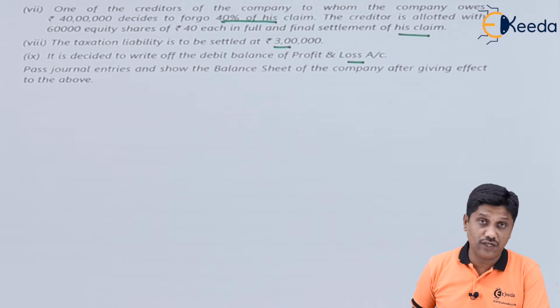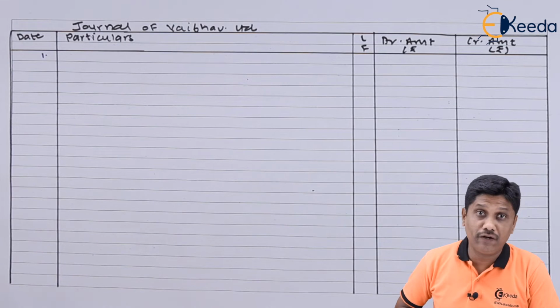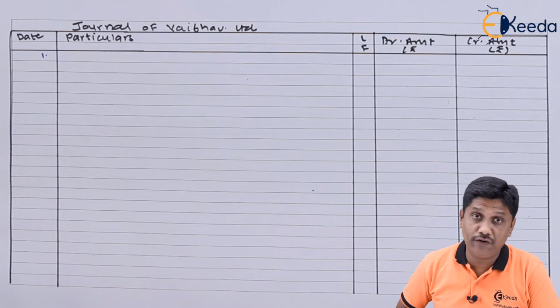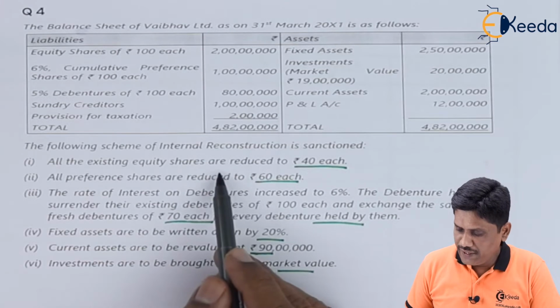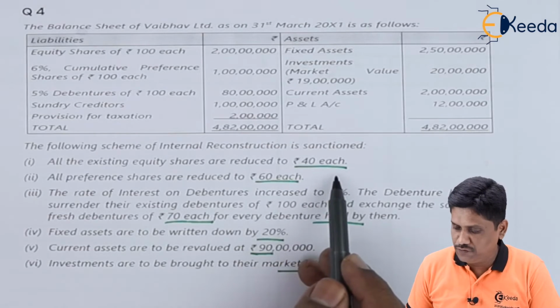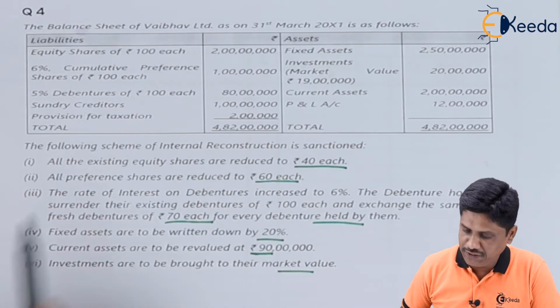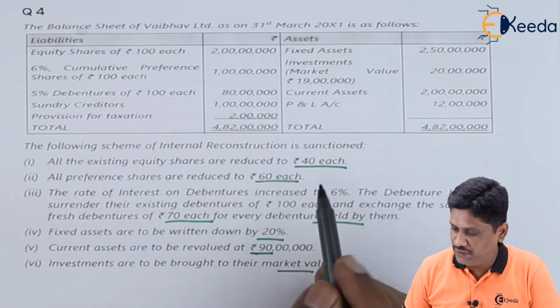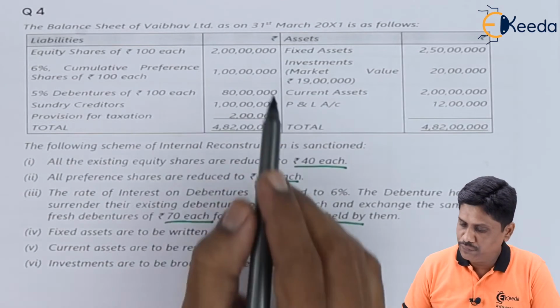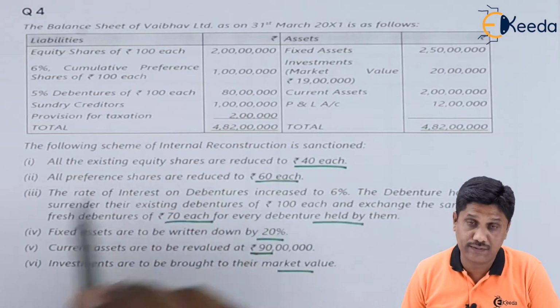Let's see the journal. Let's prepare the format of journal. Friends, we are ready with the format of journal. Let us pass journal entries for each of the transactions. All existing equity shares are reduced to rupees 40 each. So we have to pass a gross entry. Equity shares rupees 100 account debit to equity shares rupees 40 account. Number of shares will be 2 lakhs.